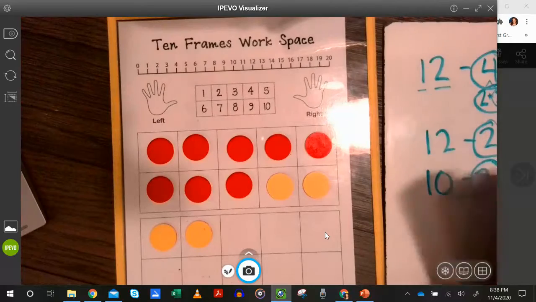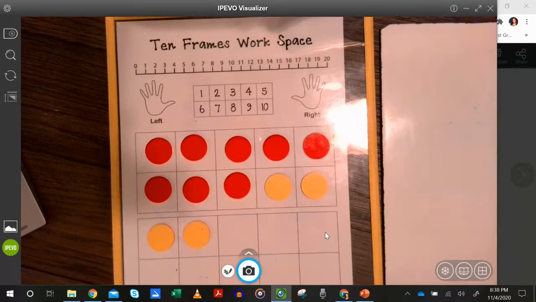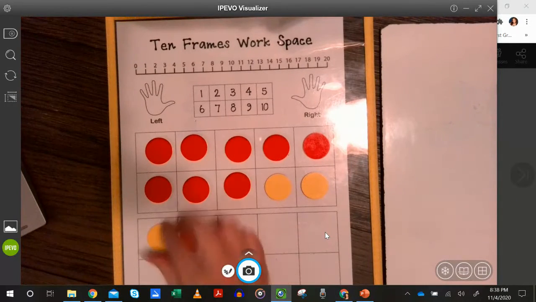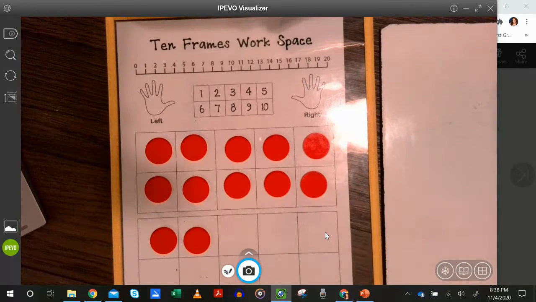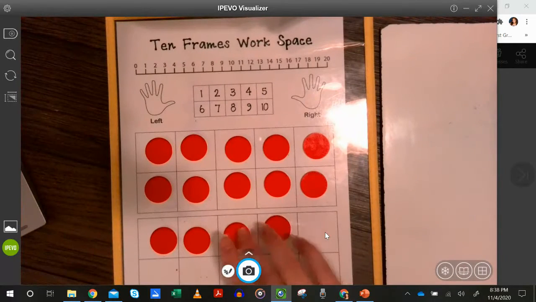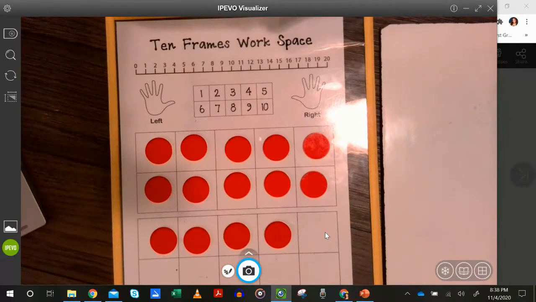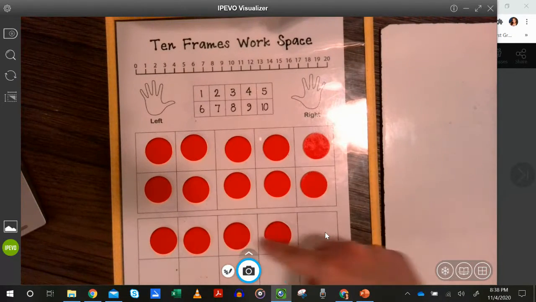Okay, let's do another one, and let's start it on the 10 frame and then connect it to our writing. Okay, so let's say we have 14. Okay, there's my 14. If I have 14 and I want to take away 6, what do I think about? I think, do I know what 14 means? 14 means a group of 10, we can see it here, and 4 more.